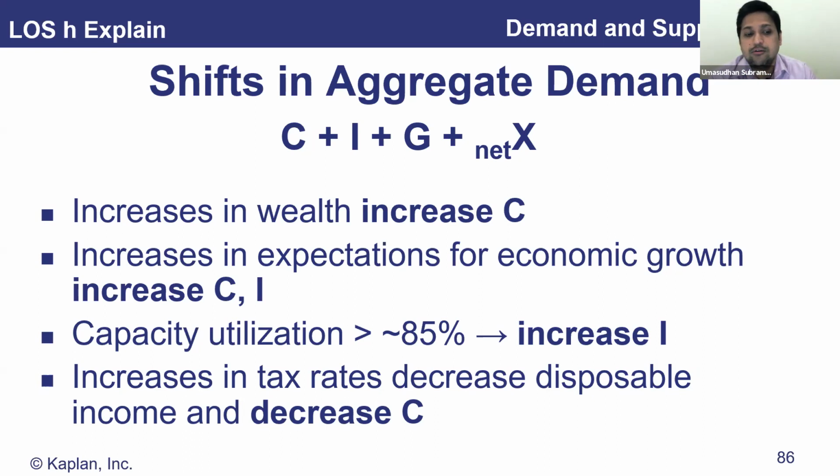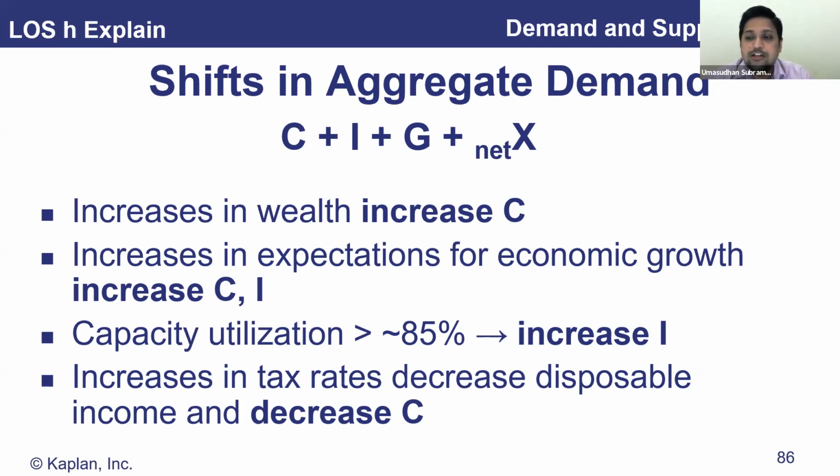So what do you think? You're going to spend less. Your spending will go down, aggregate demand will go down. I cannot even explain it differently. If the tax rates are increased for businesses, now businesses will decrease investments. That also will decrease aggregate demand.